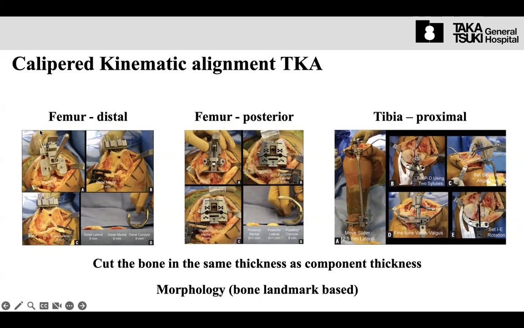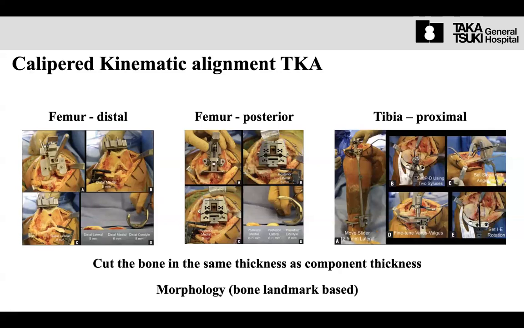So the concept is to cut the same thickness as the component, compensating for cartilage wear. This is the distal femoral cut. Put the paddle on the distal surface of the femur. If the patient has intact cartilage on both the medial and lateral condyle, we cut just 9 millimeter and 9 millimeter.